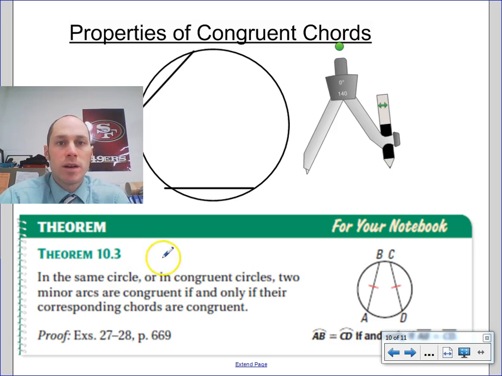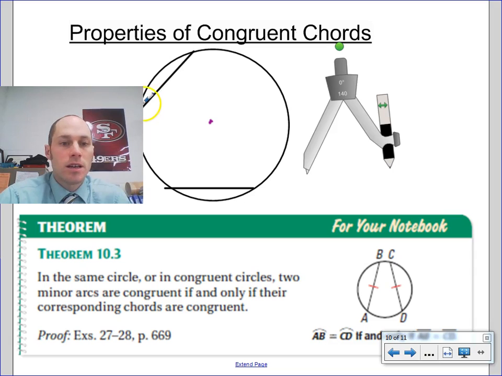Now let's finish up by talking about some more properties of congruent chords. In the same circle, or in congruent circles, two minor arcs are congruent if and only if their corresponding chords are congruent. So we can take a look at that if we had the center of this circle.